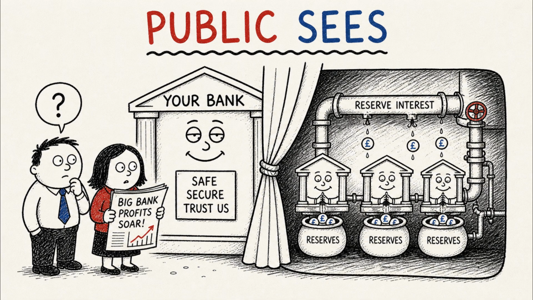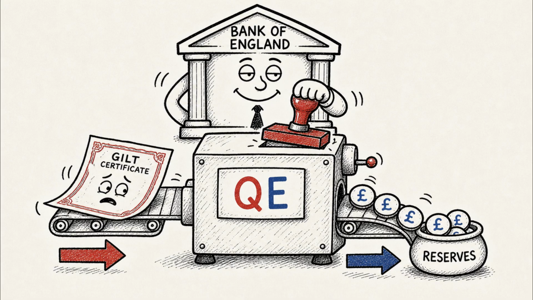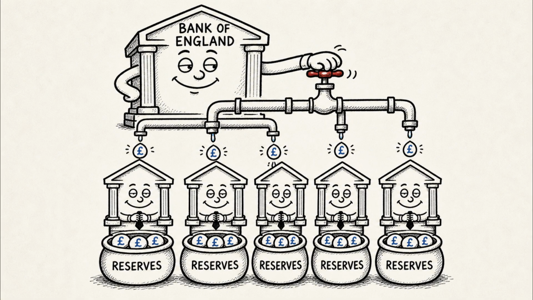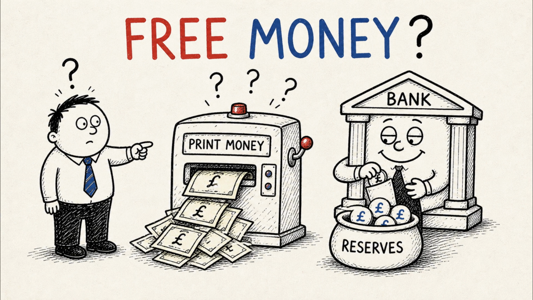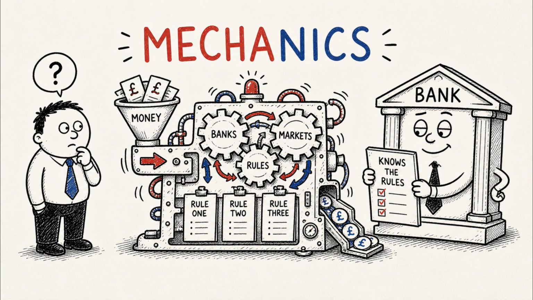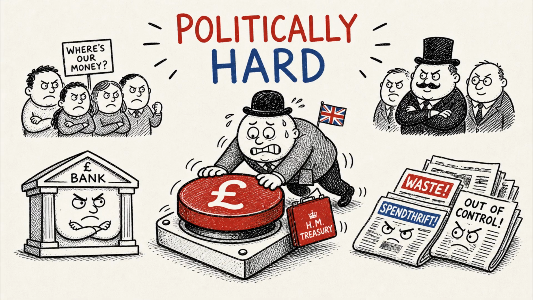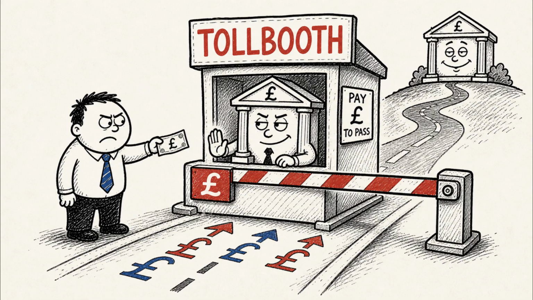So the public sees a strange picture. The bank created reserves during quantitative easing, banks hold those reserves, interest rates rise, and now commercial banks receive interest on reserves held at the Bank of England. That does not mean banks simply got handed free money for no reason. The mechanics are more complicated than that. But politically, it is not hard to see why people get angry. Because once again, the money system seems to have a private toll booth inside it.